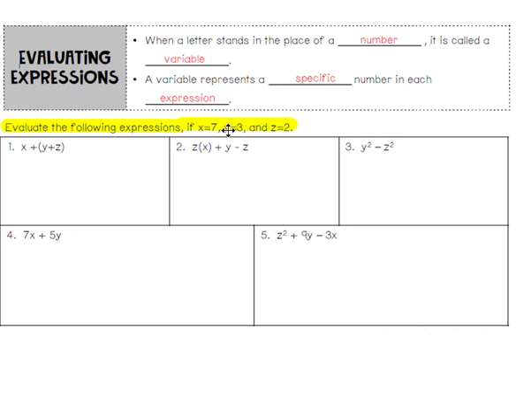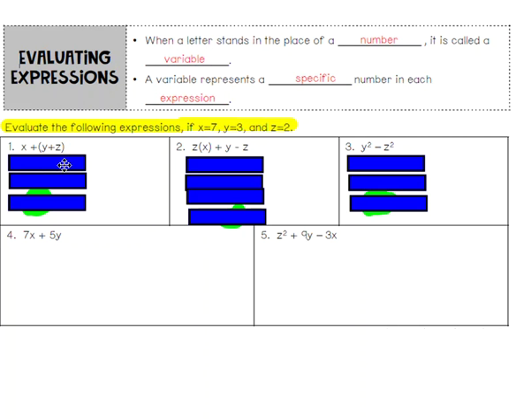So let's look at these first few examples here. Evaluate the following expressions if, this is a very big part of the statement, x equals 7, y equals 3, and z equals 2. So I look at this problem and I plug in these numbers, or I substitute these numbers when I see that. So I get this first one. My first step is always just to fill in the numbers. We know that x is 7 because they told us right here. So replace the x with a 7 and replace the y with a 3 and the z with a 2. So just rewrite the problem with numbers now.